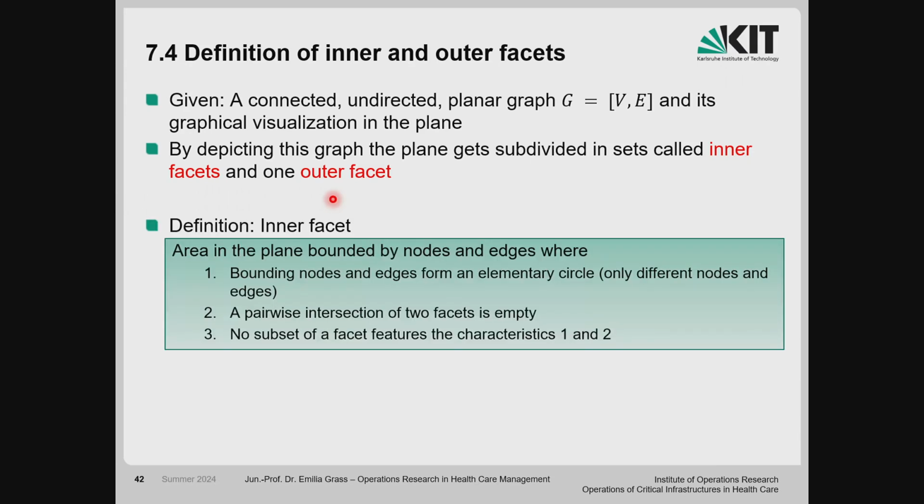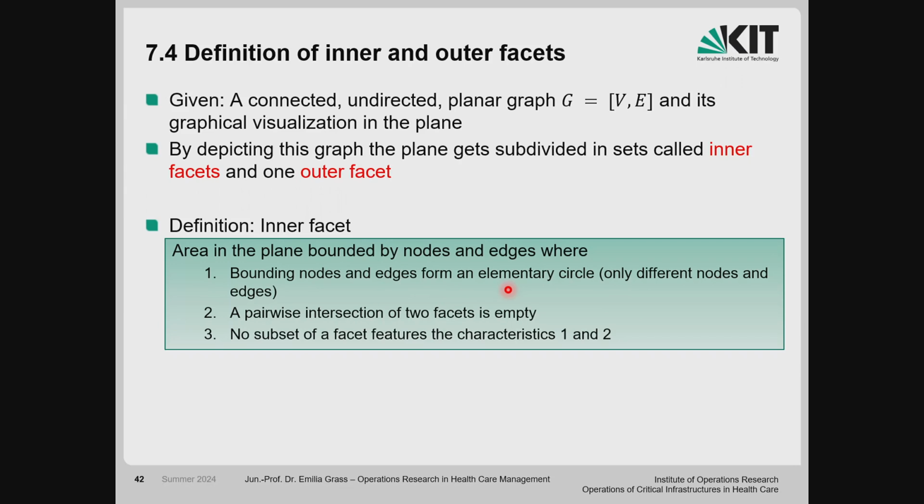Okay, so let's start with the inner facet. This is the area, the plane bounded by nodes and edges, where first of all the bounding nodes and edges form an elementary circle. An elementary circle means simply that the nodes and edges must be distinct and form a closed loop. Okay, that's pretty simple. And then the second one, a pairwise intersection of two facets is empty.